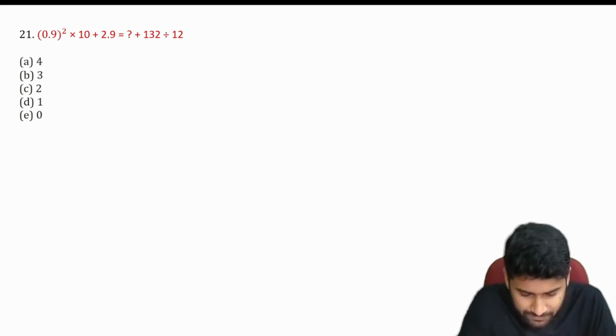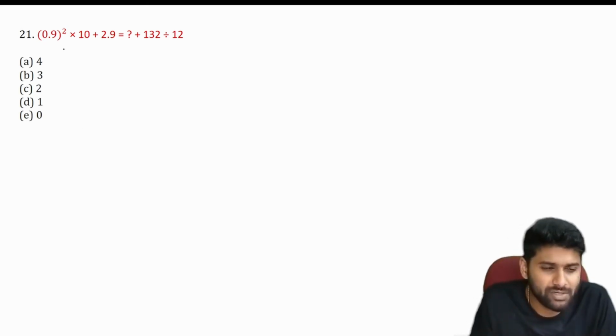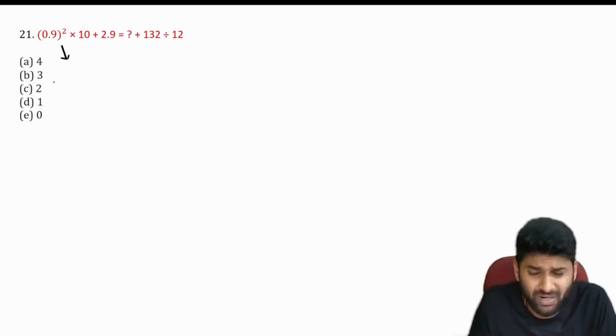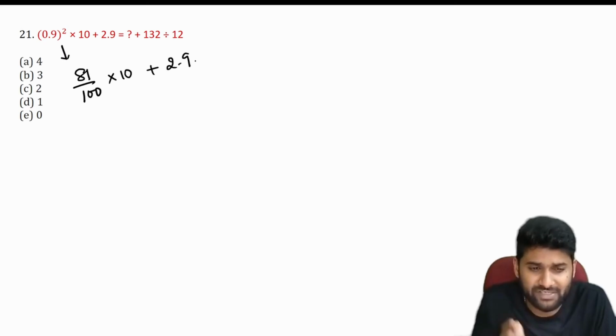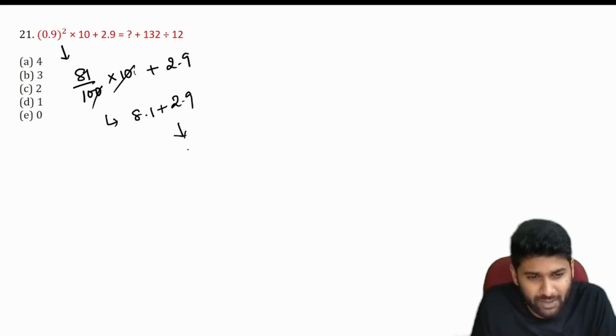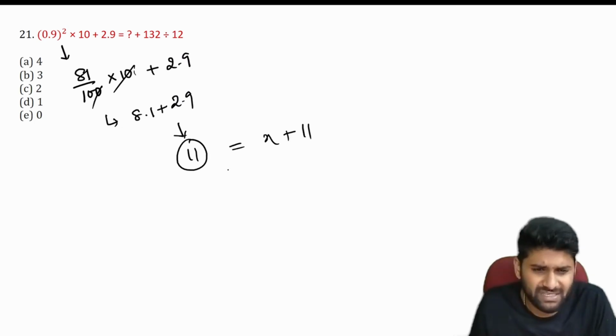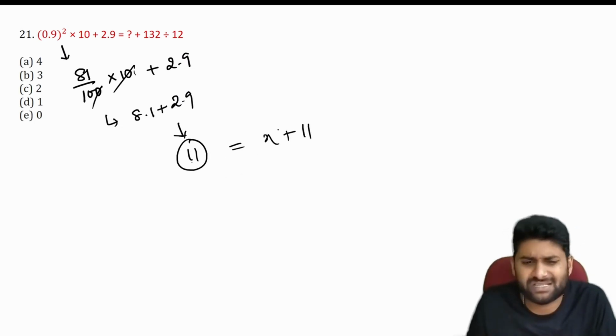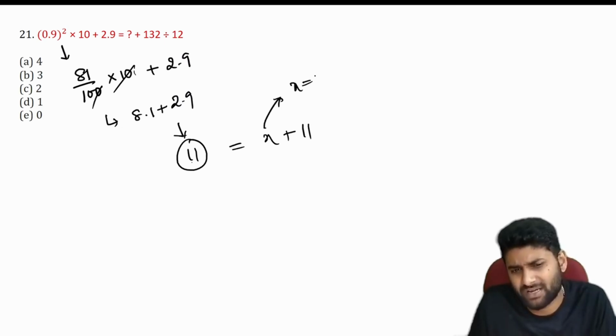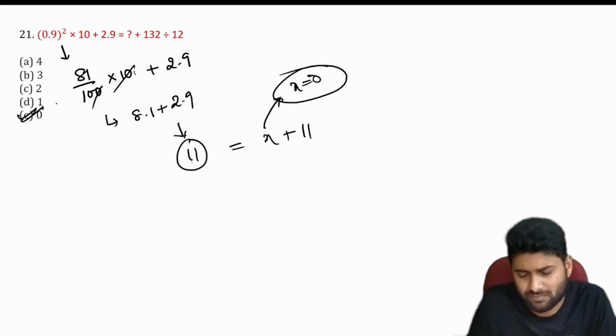So the next one. 0.9, 0.9 whole square, 0.81. You can take it as 81 by 100. Again multiplied by 10 plus 2.9. First, try to simplify the left side value. So this is the value of 8 plus 1, 2.9. The value becomes 11. Is exactly equal to x plus. So 12 becomes exactly equal to 11 times. Now here see, 11 is equal to x plus 11. If you want the left hand side to equal the right hand side, now x value must be 0.